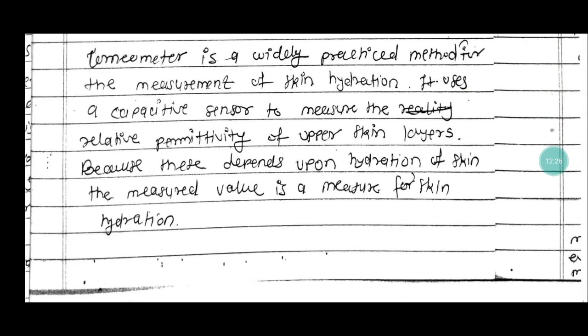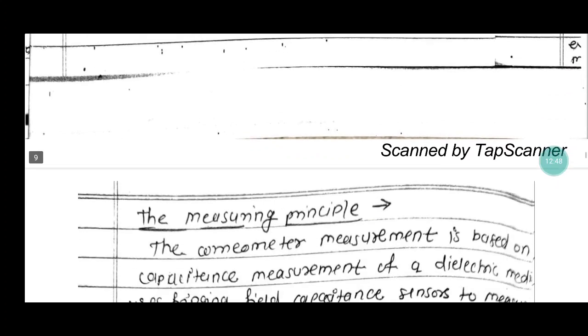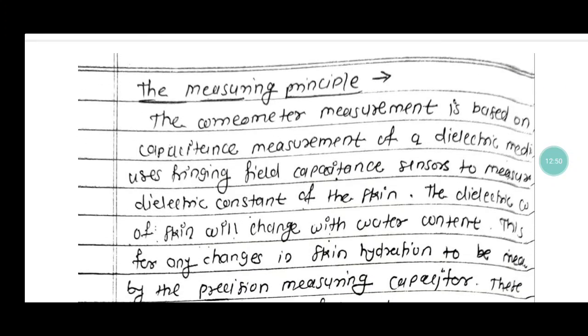So the corneometer is widely practiced as a method of measuring skin hydration. It uses a capacitive sensor to measure the relative permittivity of the upper skin layer, because this depends upon the hydration of the skin, and the measured value is a measure of skin hydration. The measuring principle for the corneometer is based on the capacitance measurement of a dielectric medium, using a fringing field capacitance sensor to measure the dielectric constant of the skin.